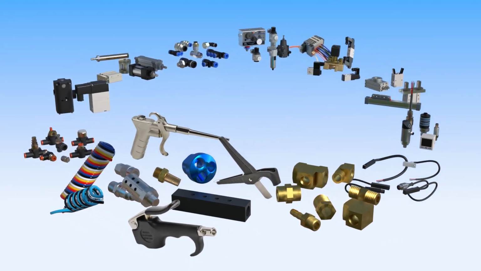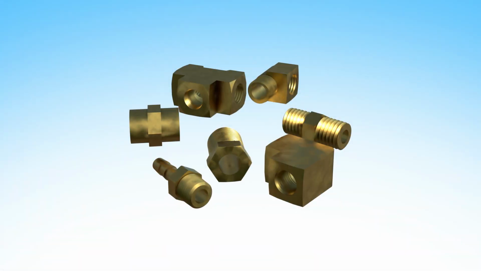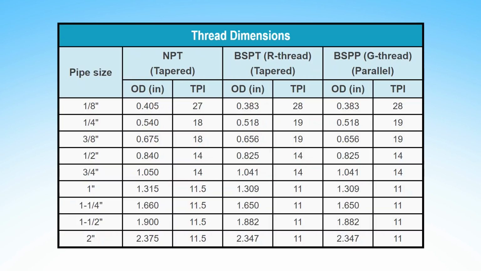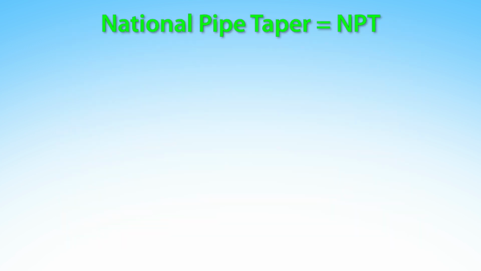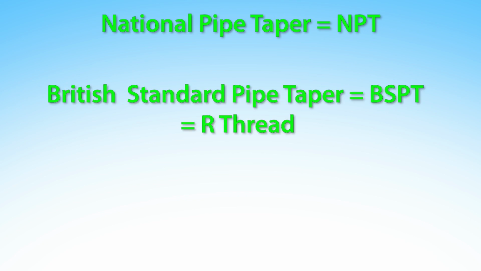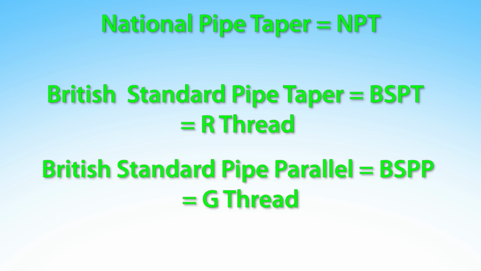In this video, we'll see how to easily identify the thread size and type used in your pneumatic systems. Threaded pneumatic fittings are threaded with one of three standard pipe threads. These are National Pipe Taper, British Standard Pipe Taper, or British Standard Pipe Parallel.